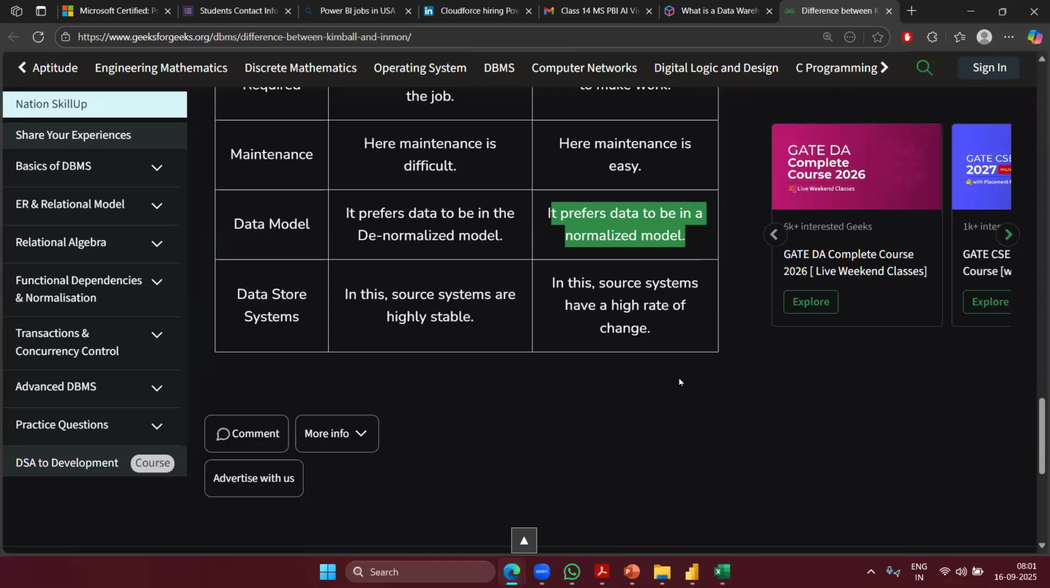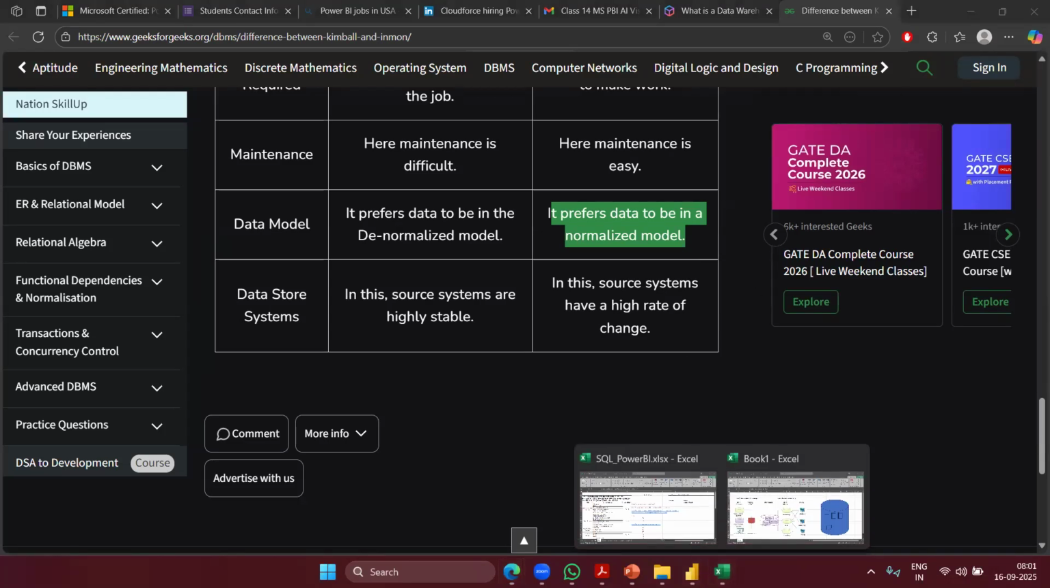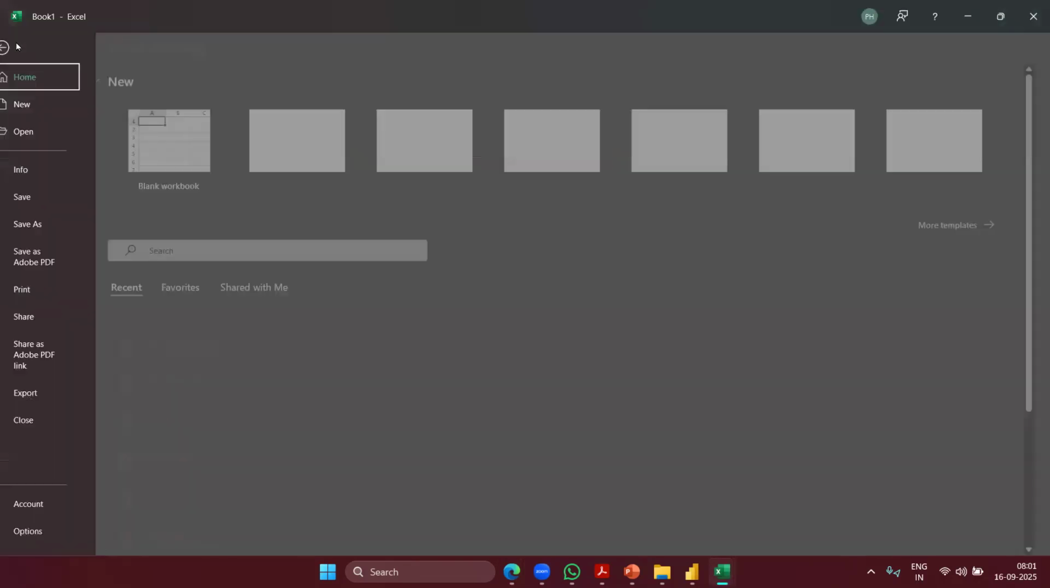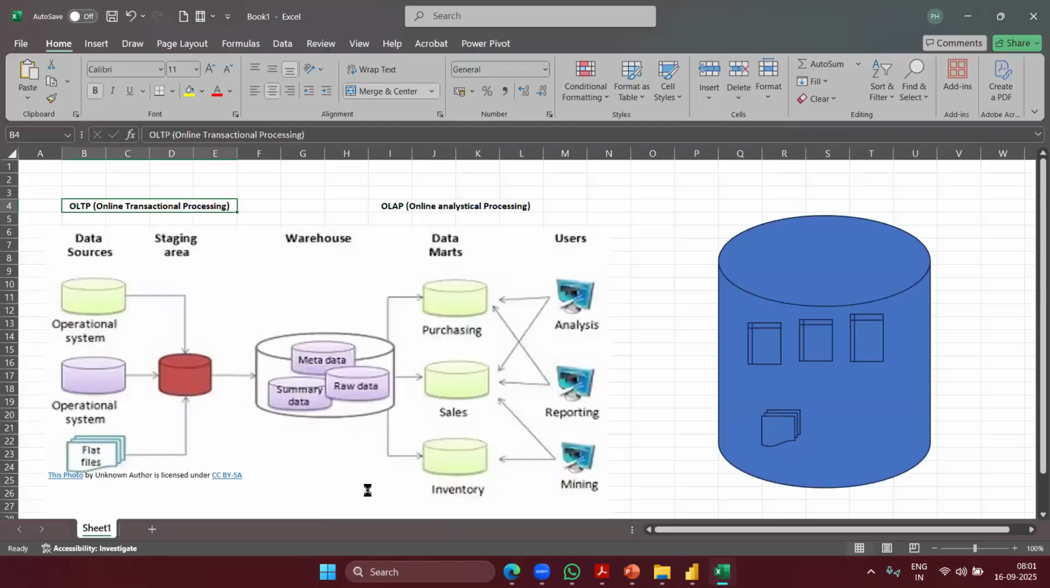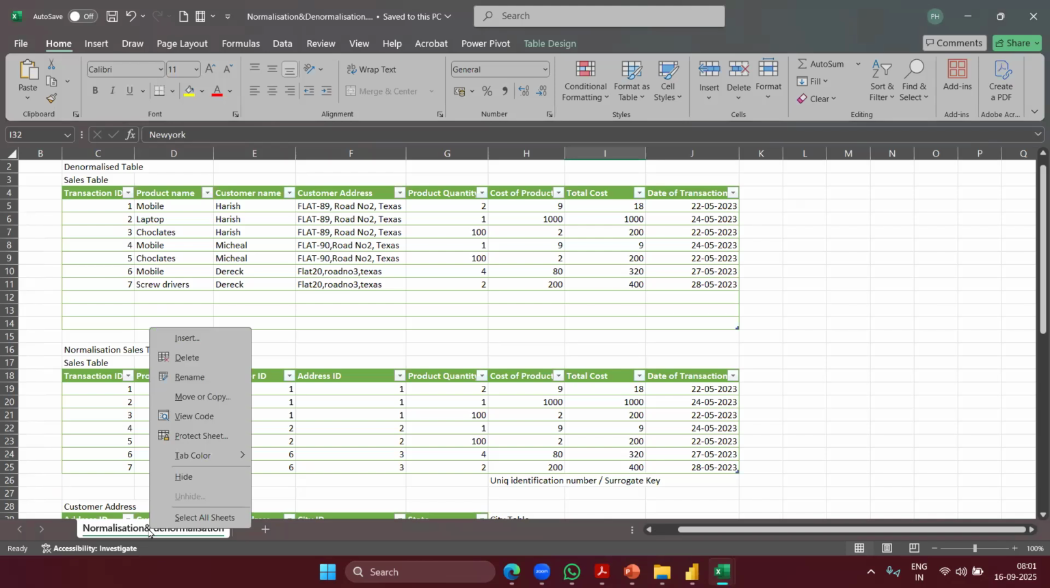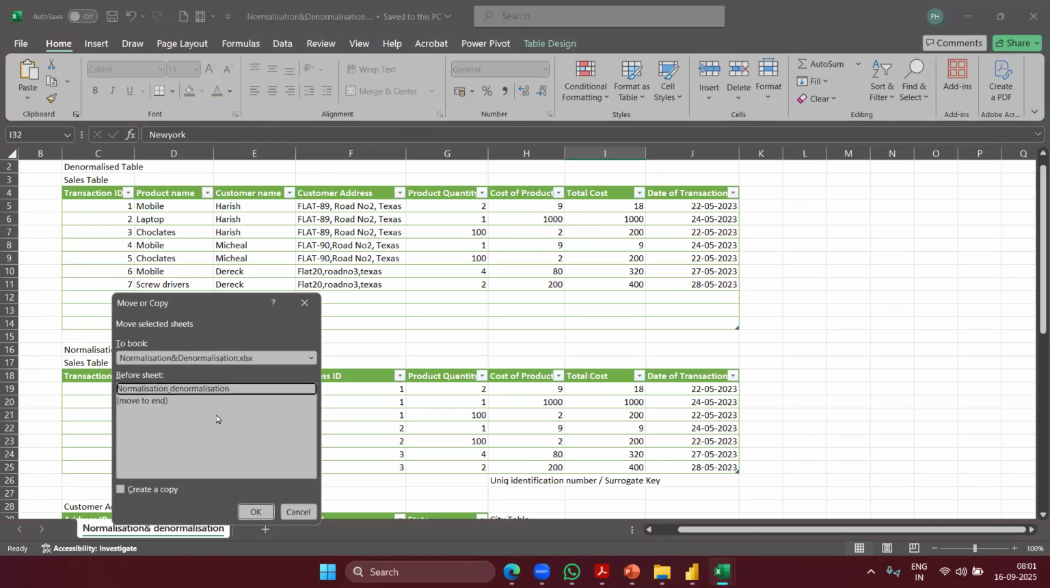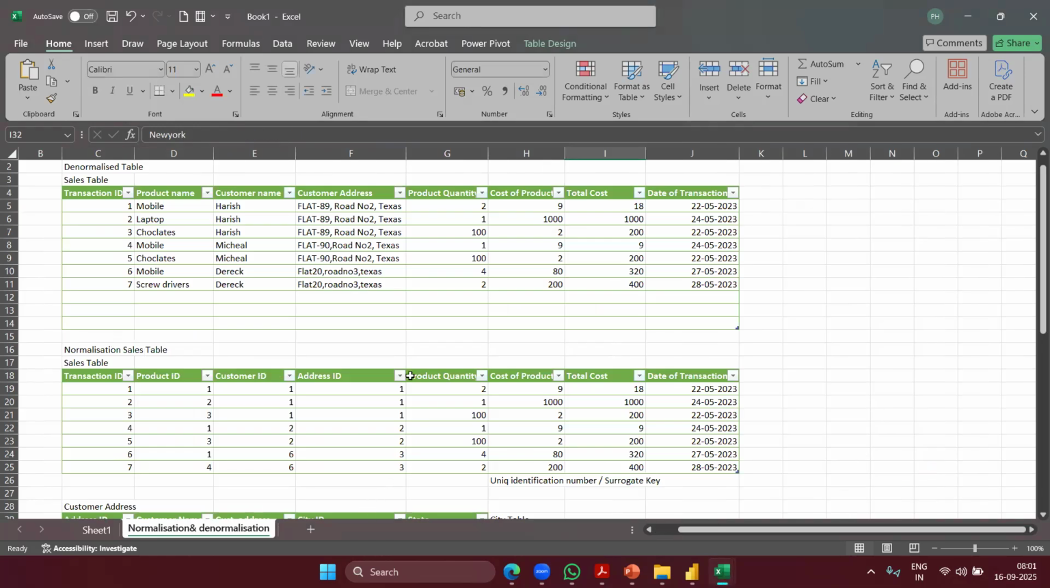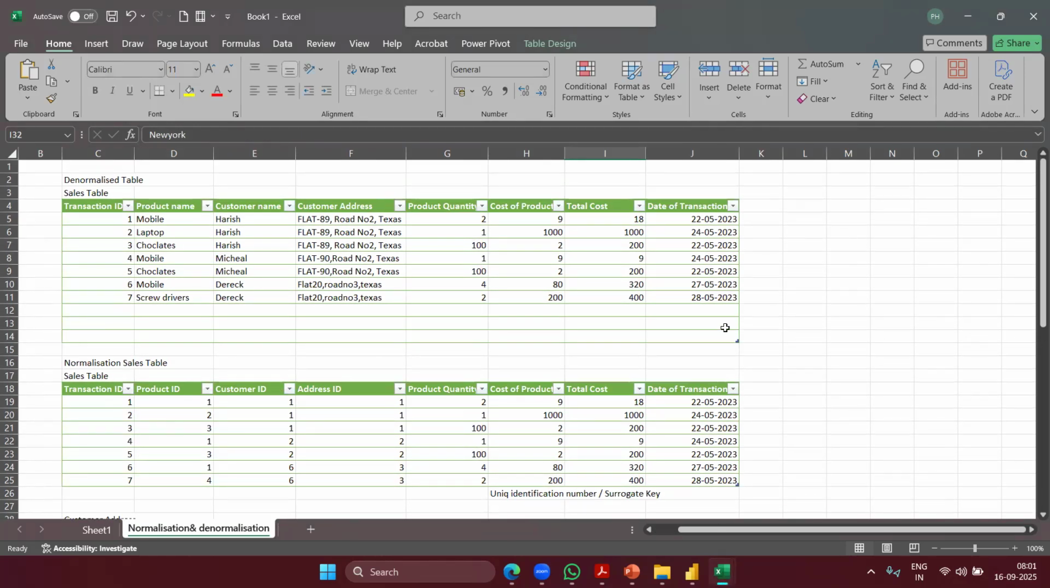Now, to explain this one, I have a data sheet. Let me open that one. I'm going to share it with you. I have a couple of details which I already created. So I'm showing you a first table which has the sales information.